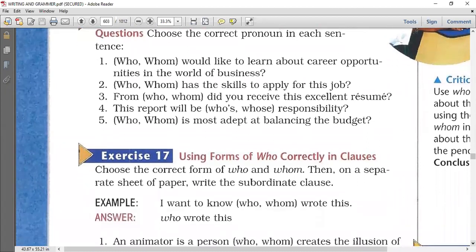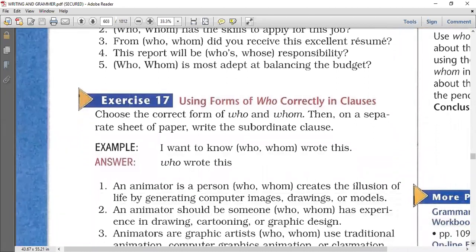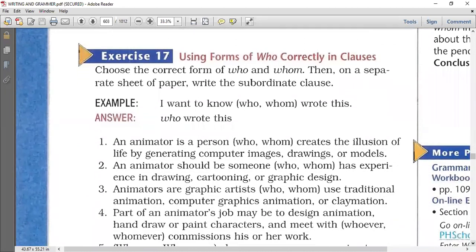Who is most adept at balancing the budget? Thank you. You know, adept means good. Okay, using forms of who correctly in clauses. I want to know who or whom wrote this. I want to know who wrote this. Here, remember, know is a verb. After the verb, we need objective. But here, this is the beginning of a new clause, the subordinate clause. Who is the subject of this verb? So we need who, not whom. Be careful. Where is the object of this verb? It's the whole clause, if you remember.